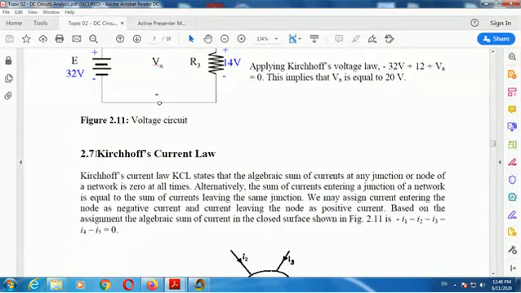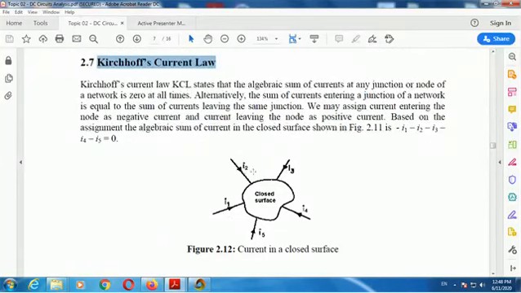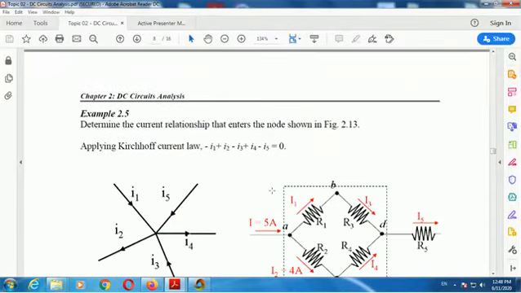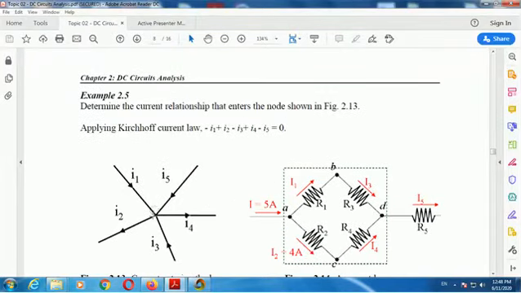Then we go to Kirchhoff's current law. KCL means the sum of currents at this single node. I1 goes inside, minus; I2 goes out, plus; I3 goes inside, minus; I4 goes outside, plus; I5 goes inside, minus. So currents going inside are negative and currents going outside are positive, and the sum equals 0. This is Kirchhoff's current law.